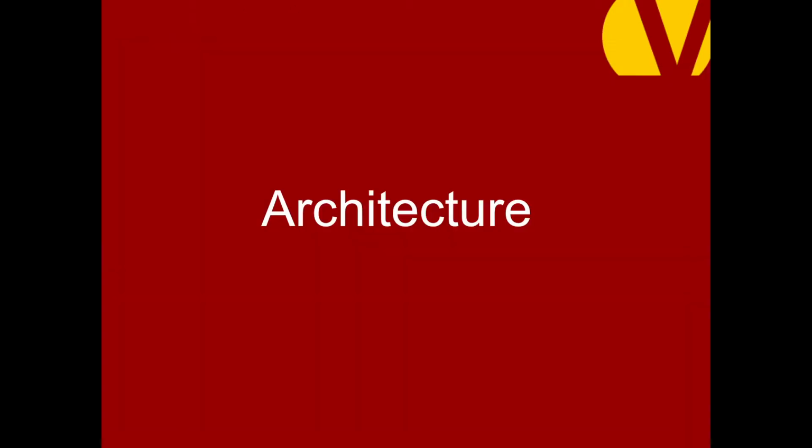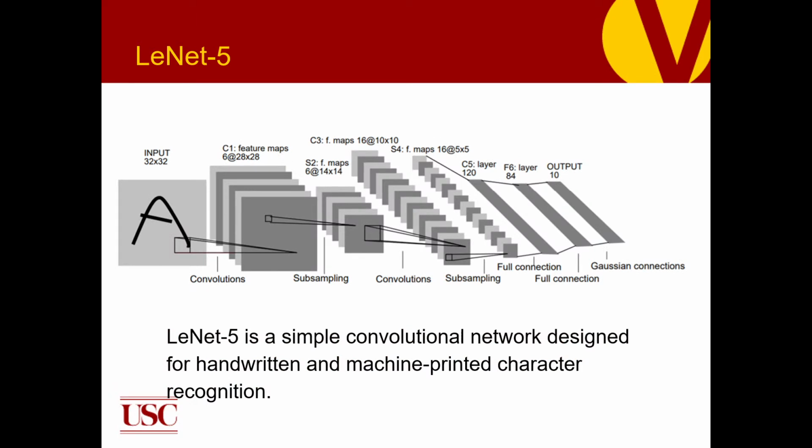For the architecture, we select the Net5 as our architecture. The Net5 is a simple convolutional network designed for handwritten and machine-printed character recognition. It consists of 2 sets of convolutional and average pooling layers, followed by a flattening convolutional layer, then 2 fully connected layers. Convolutional layers use the 5x5 convolutions with stride 1. Subsampling layers are 2x2 average pooling layers.